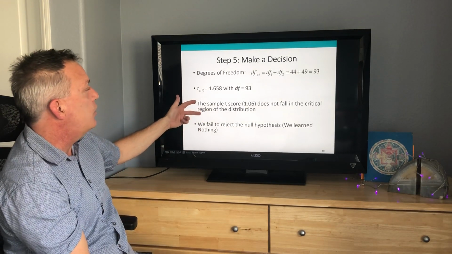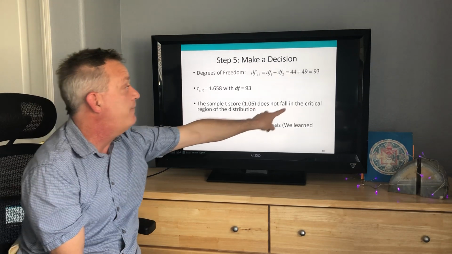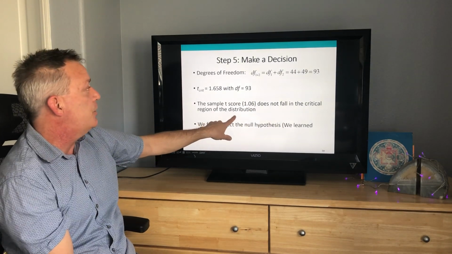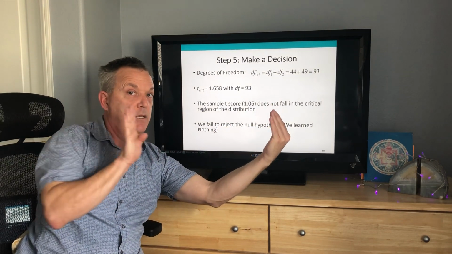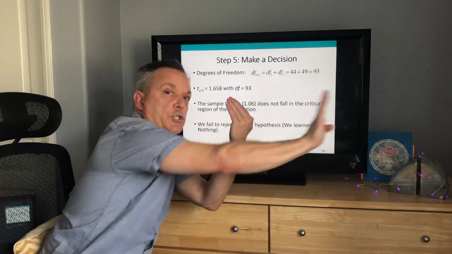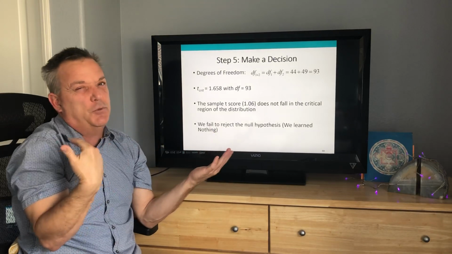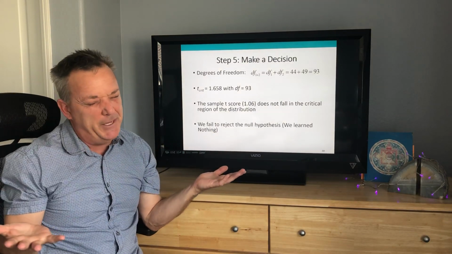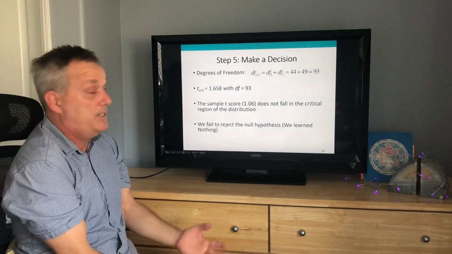And the sample t-score, remember, of 1.06 does not fall in the critical region of the distribution. 1.658 is the finish line. Did we get there? No, we stopped short. We didn't go in the rare scores over here, which we kind of thought, right? 26 over 25 doesn't really make our default action look ridiculous, right? It really doesn't, or it seemed that way.